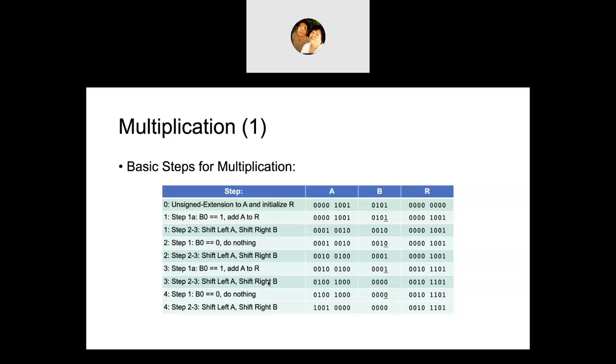What happened here? This is the very simple multiplication algorithm if you would like to implement it in hardware. And what does it mean here? We have the multiplicand, which is 4-bit, and multiplier, again 4-bit.